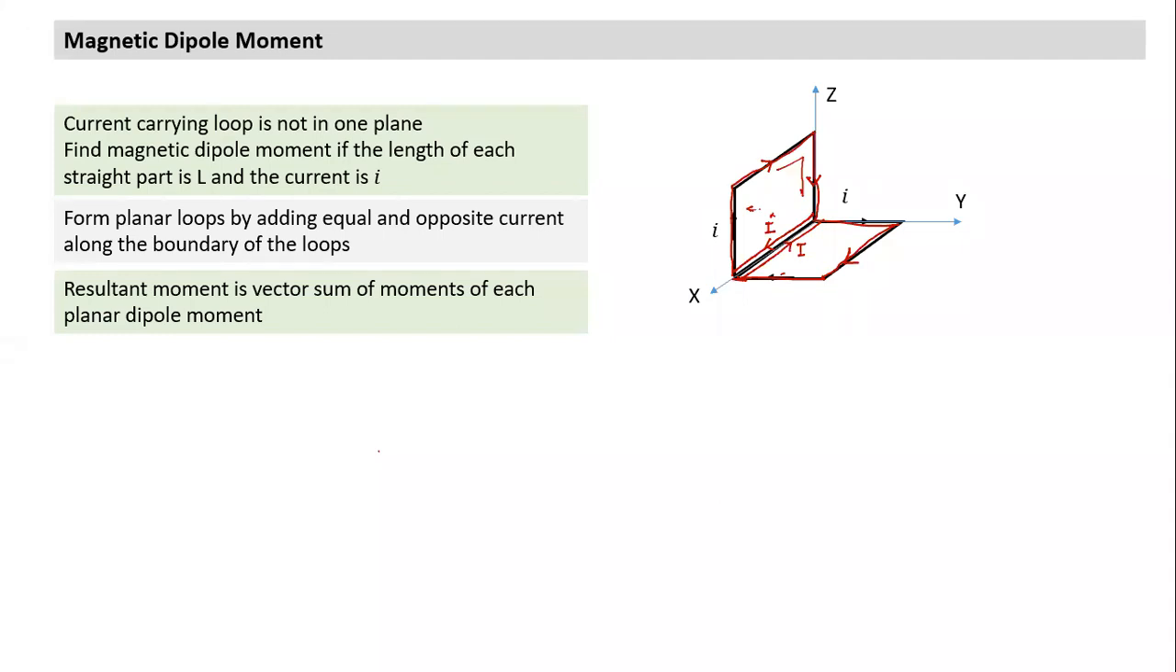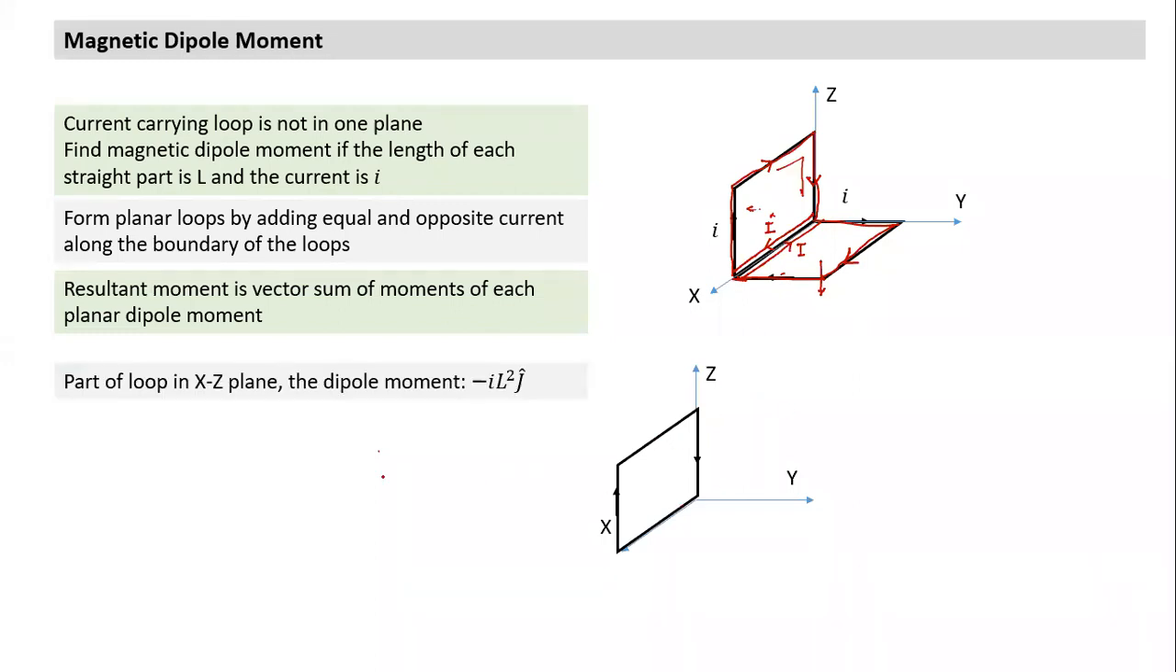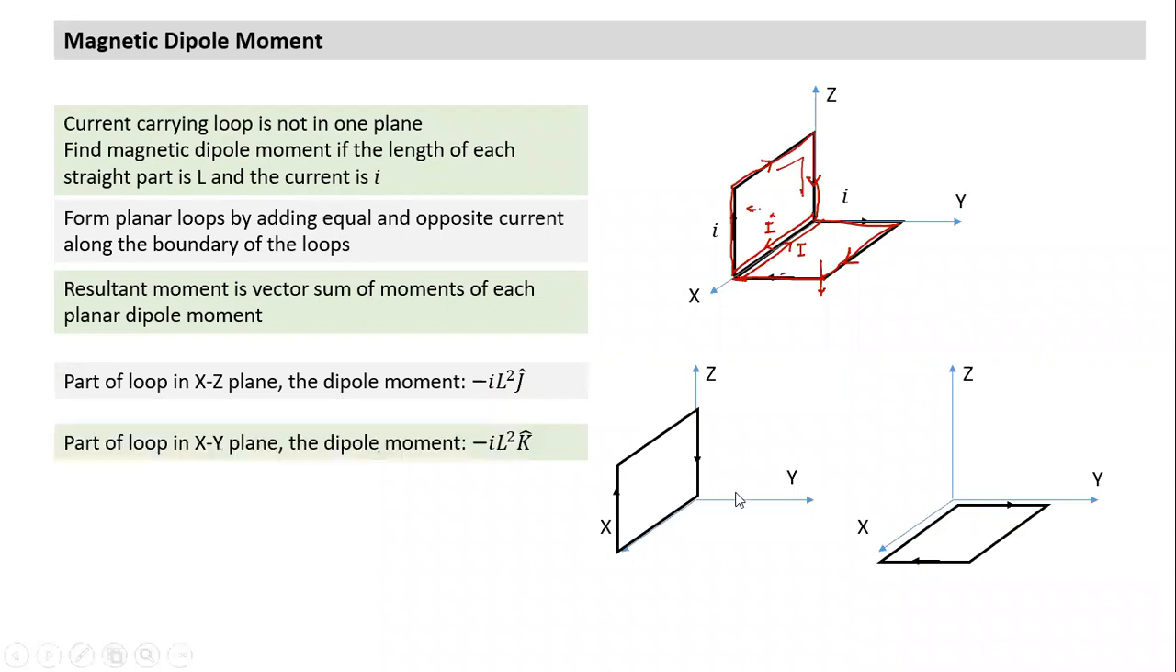All of you should be able to do it easily. So in this case, the palm is here and this is pointing downwards. This is leftwards and this is downwards. So I can think of these two independent loops. One loop is like this, the part of the loop in the XZ plane, with dipole moment along minus J cap, I into L square minus J cap. The second loop is like this. Which direction is it pointing? The part of the loop in the XY plane has dipole moment along the minus K cap direction.